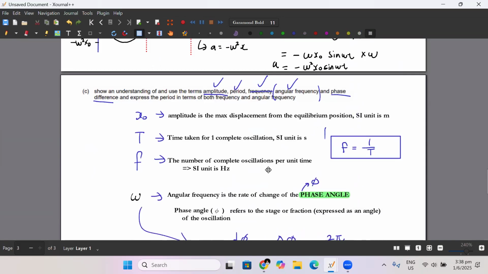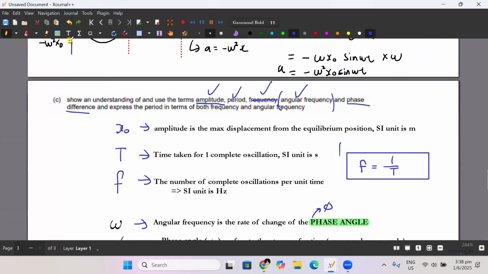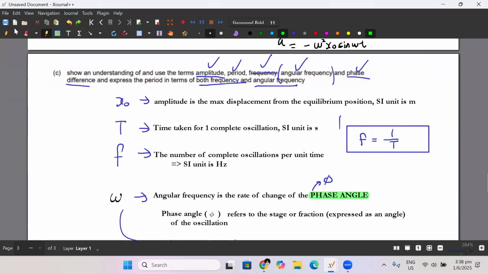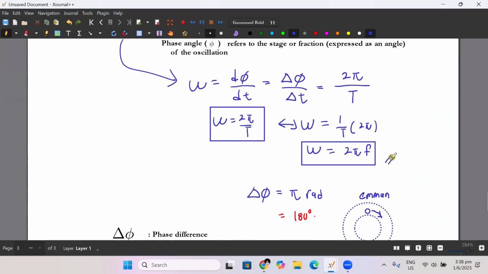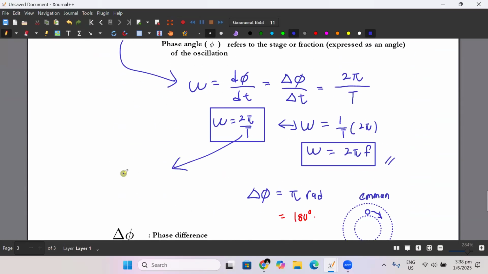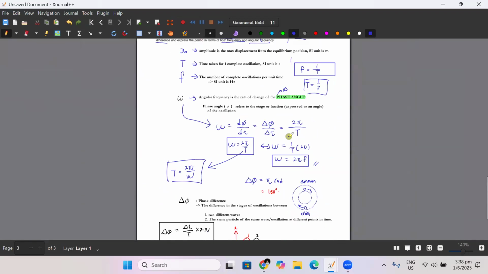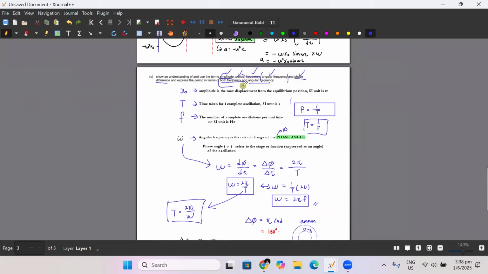Okay, so done with this. They want you to express period in terms of both frequency and angular frequency. So done, right? Because period is here, and you have the relationship with f already. In other words, period is also 1 over f. At the same time, you also know that T is 2 pi over omega. So done with these two things.